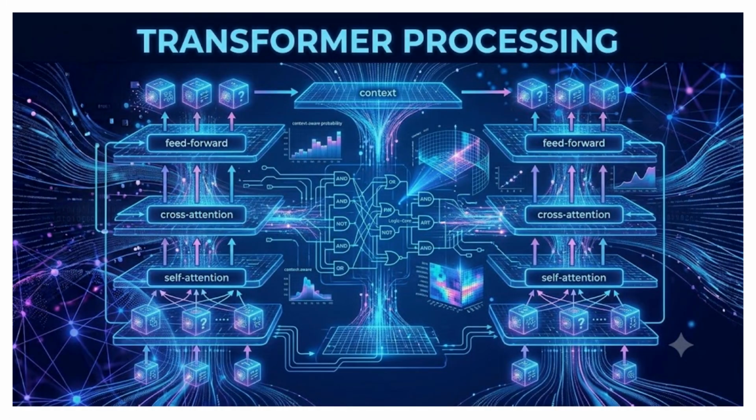Once the user's text has been converted into tokens, those tokens are passed into the transformer model. This is the most important part of ChatGPT, because it is where the AI begins to understand the meaning of the input. In this illustration, you can see several processing layers connected together.